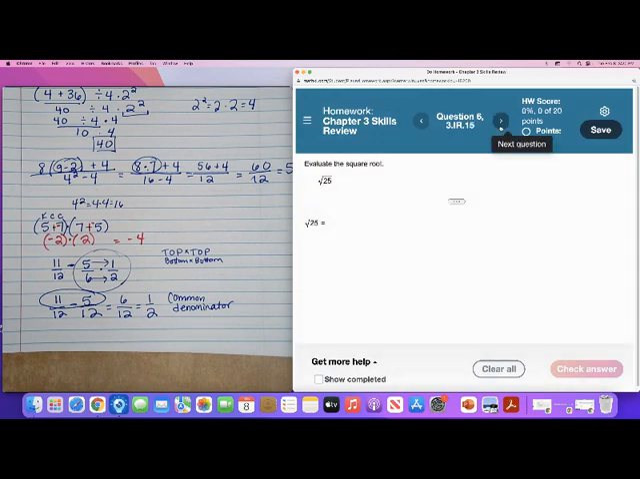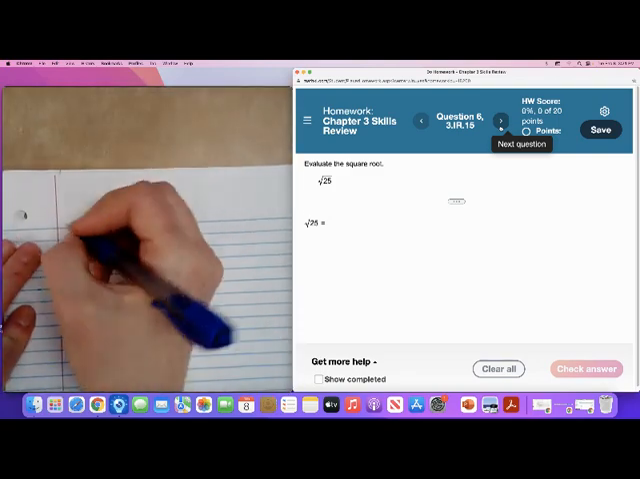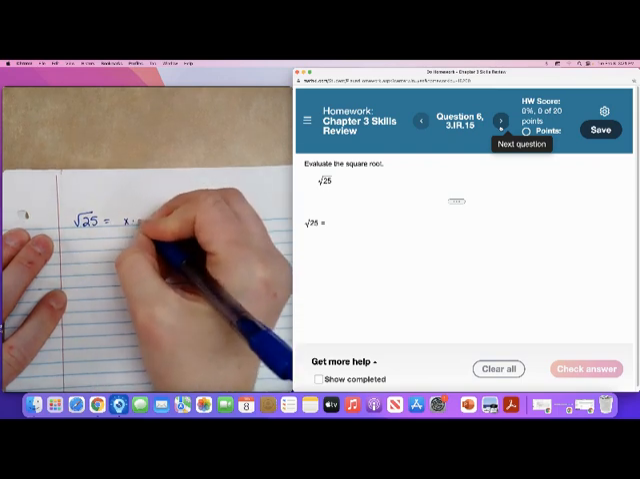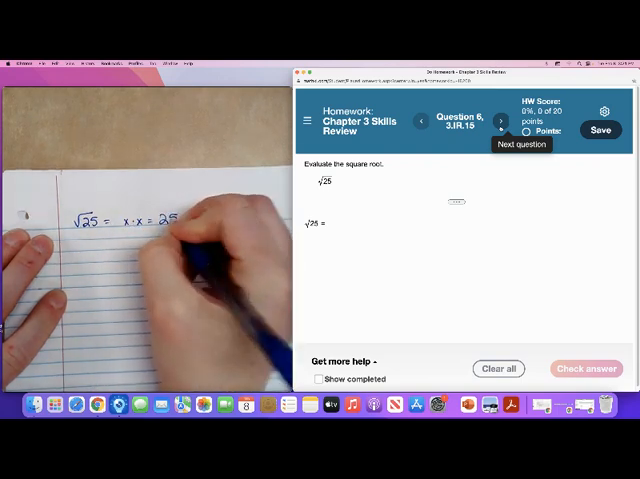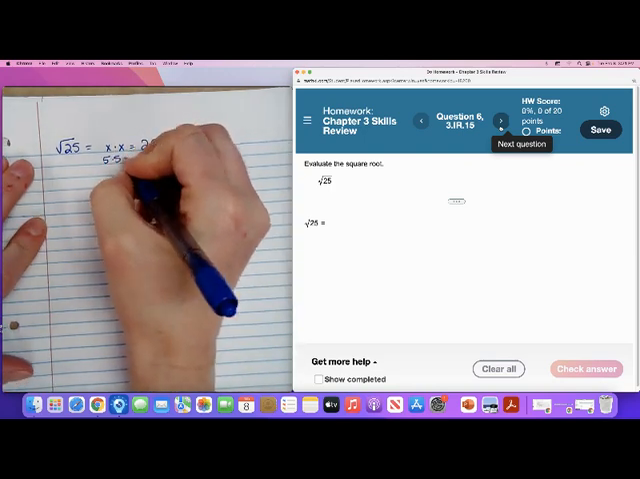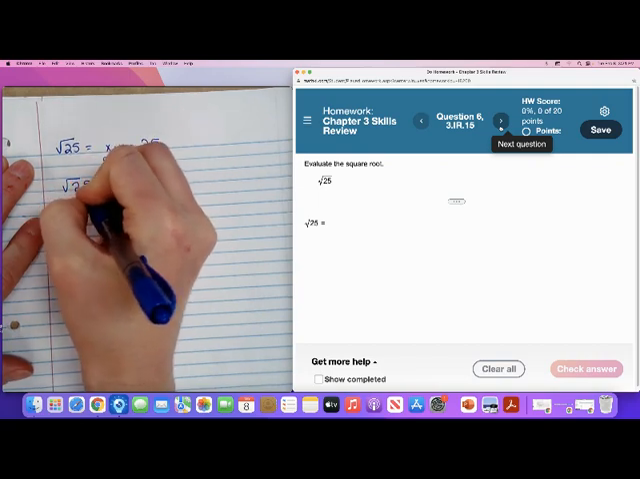Evaluate a square root. So square root, what that means is what times what gives us 25? Well, that would be 5. 5 times 5 gives us 25. So the square root of 25 is 5.